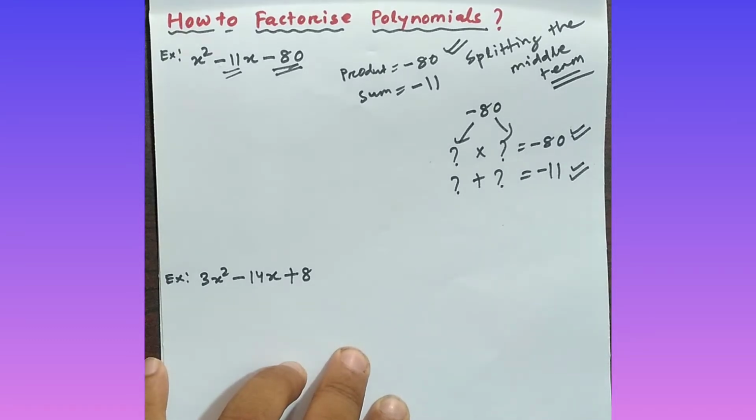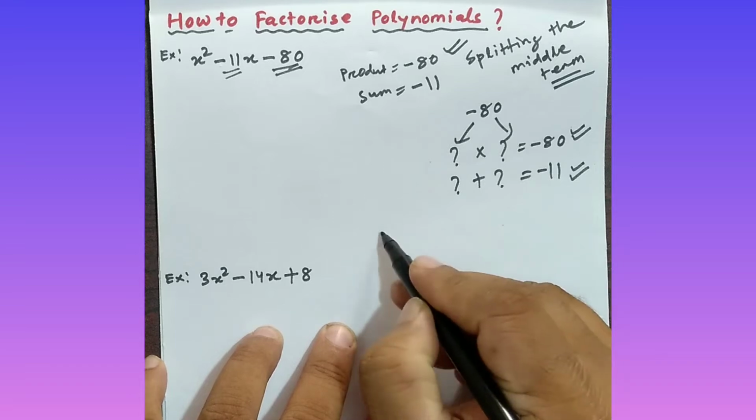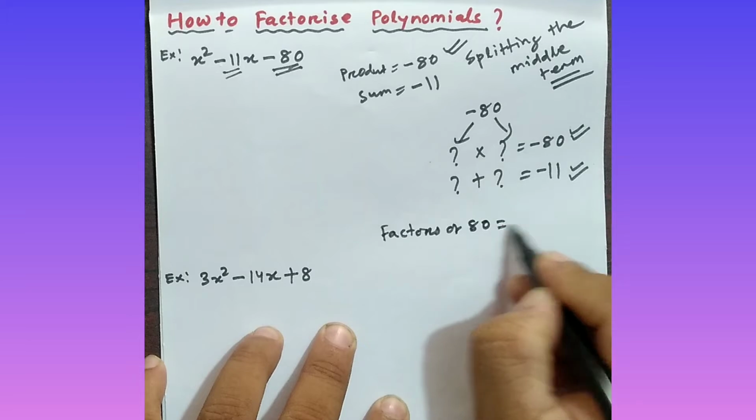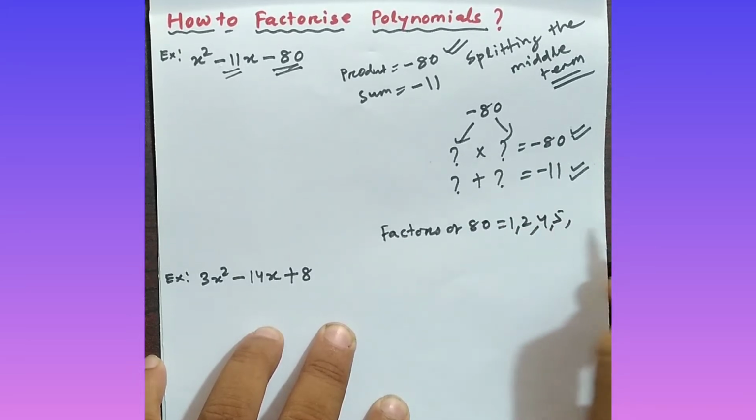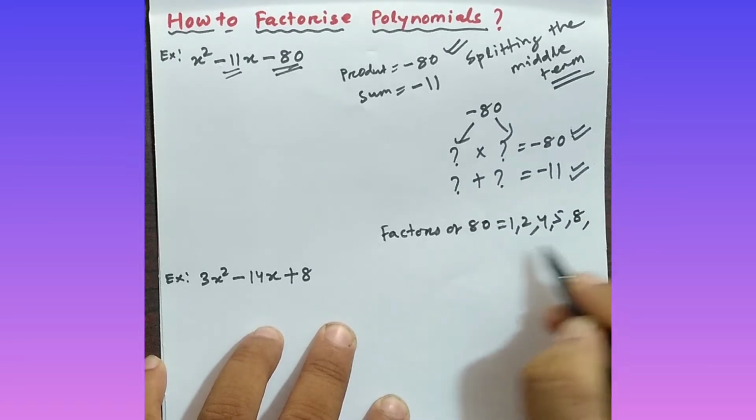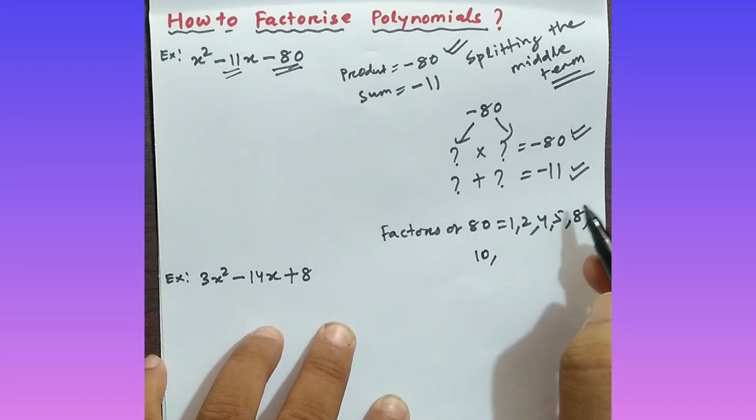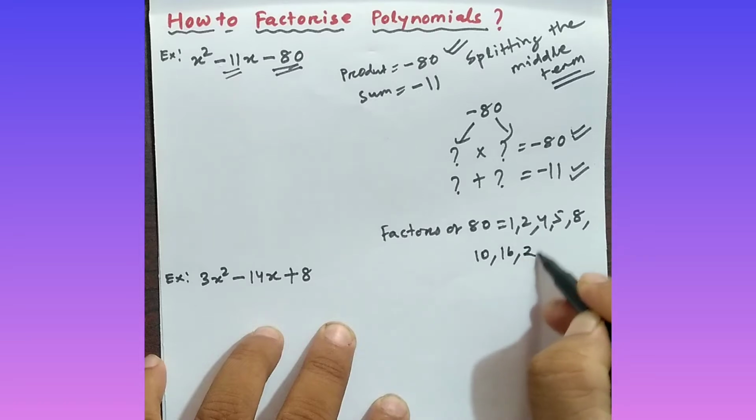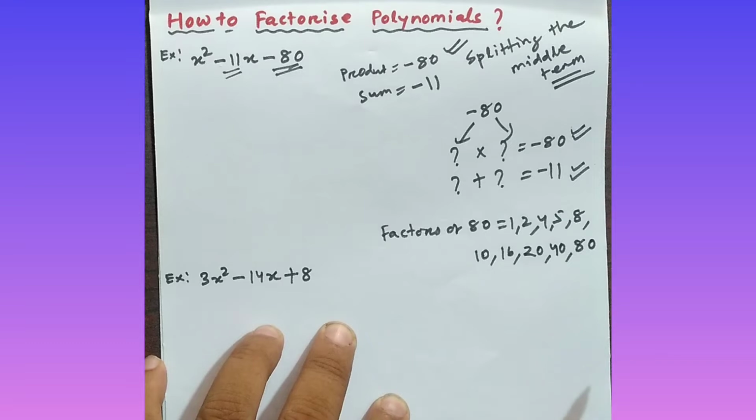Very simply, first of all you find the factors of 80. You know it better. What are the factors of 80? That is 1, 2, 4, 5, 8, then 10, then 16, then 20, the next 40, the next 80. So these are the factors of 80.